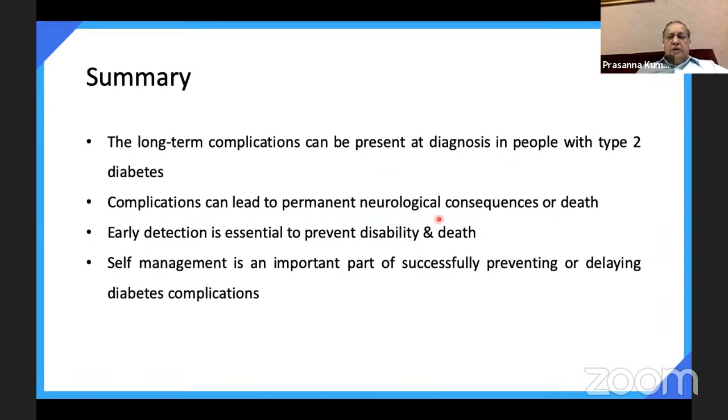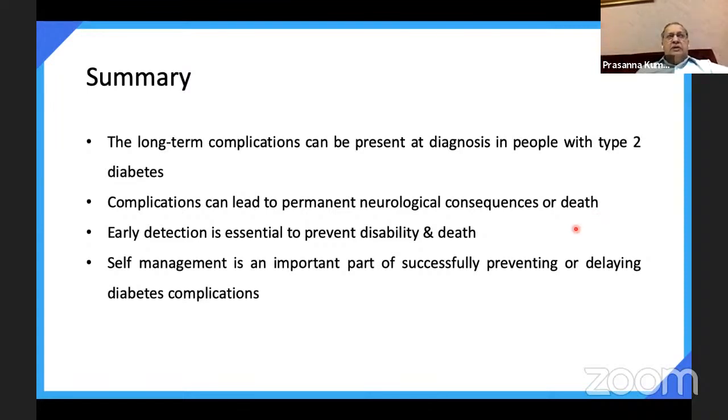Complications can lead to permanent neurological consequences or death, because autonomic neuropathy and cardiac neuropathy can lead to cardiac problems, even death. Early detection is essential to prevent disability and death. Self-management is an important point for successfully preventing and delaying diabetes complications.